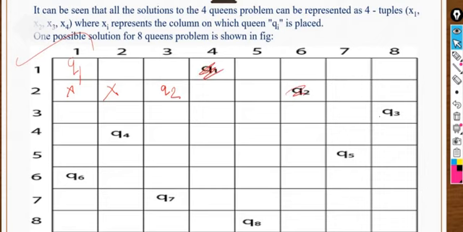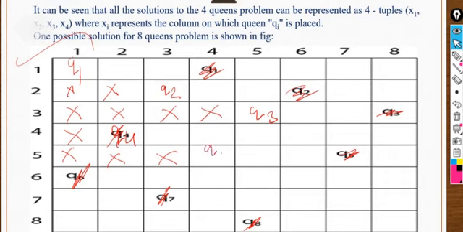I'm just giving you an example of how you can trace it over here. For q3, you cannot place q3 here, here, or here, but you can place q3 here, right? What about q4? Q4 cannot be placed here, you can place q4 here, so I'm placing it here. What about q5? Q5 you can place over here, right? Yes, you can. Next, what do we have? Q6 you cannot place over here.